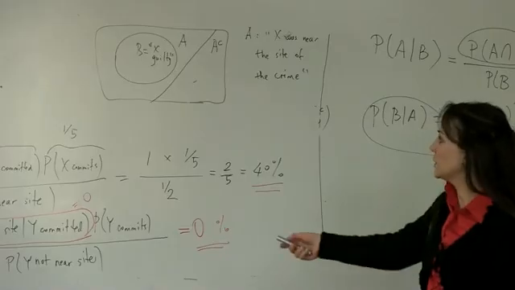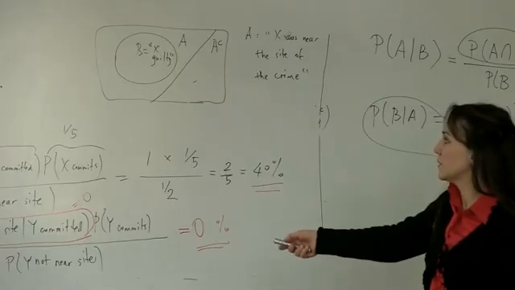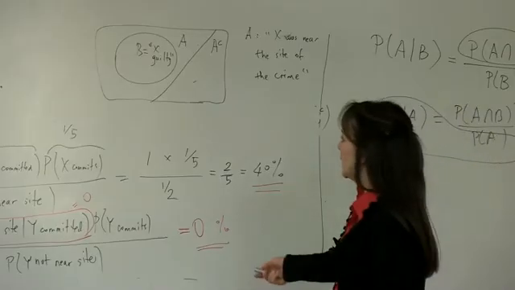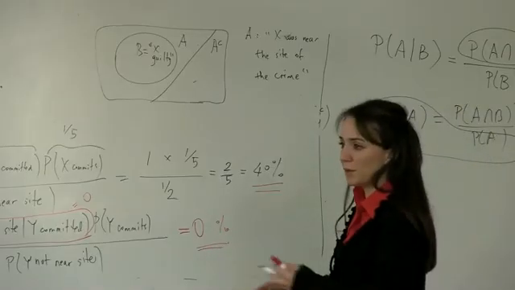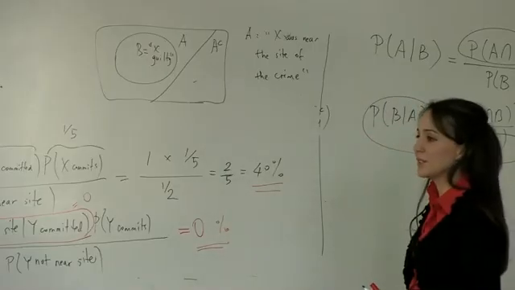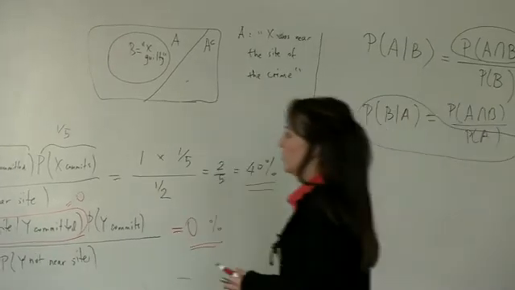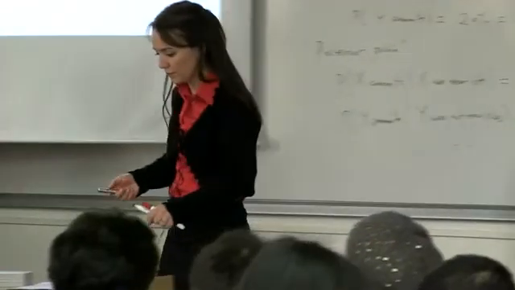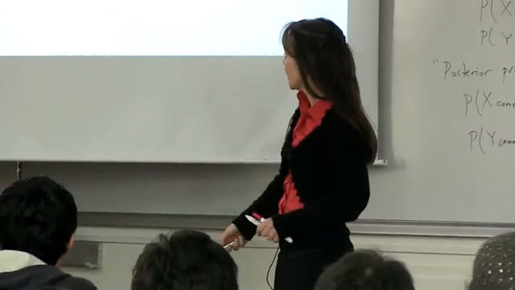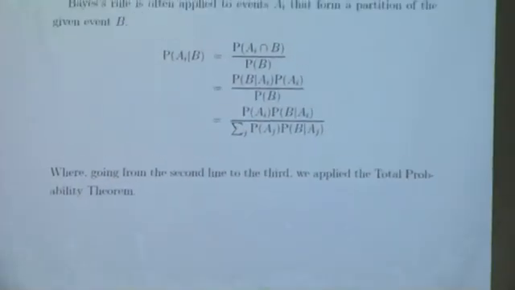It's because of these given numbers. If you're interested, try this example with different numbers and see how interesting things you can get. So, Bayes' rule is often applied to events A_i that form a partition of the given event B.